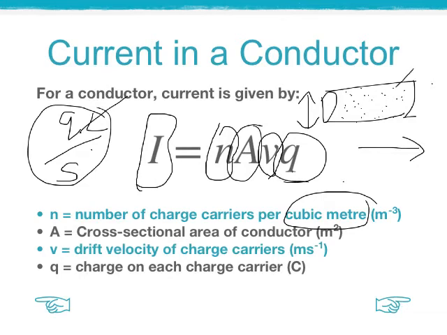Usually we're talking about the elementary charge, but if we were looking at an electrolyte in electrolysis, it would depend on the charge of that ion. Okay? So current equals the number of particles per cubic meter. It depends on the cross-sectional area of the wire, the speed of those electrons, and the charge on each charge carrier.